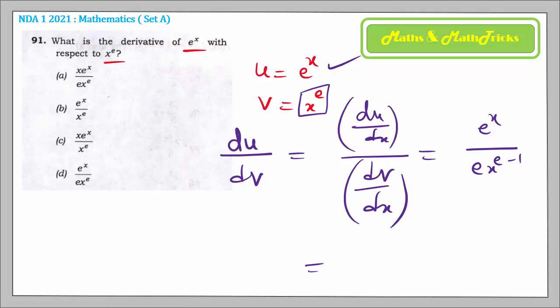So accordingly, after simplification, x to the power e minus 1 you can write as x to the power e upon x to the power 1, and that x will get multiplied over to the numerator. That is x times e to the power x upon e times x to the power e, and you can see it is given in option A. So option A is the right choice.